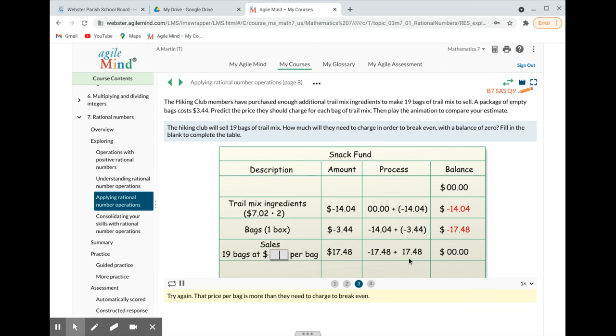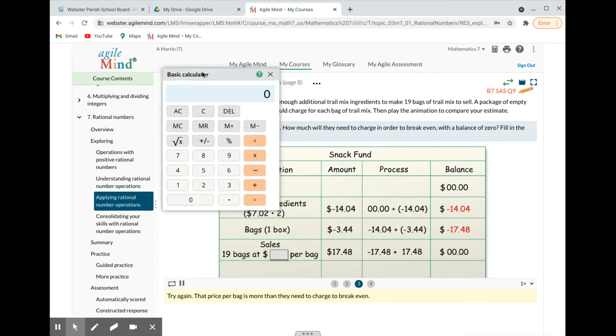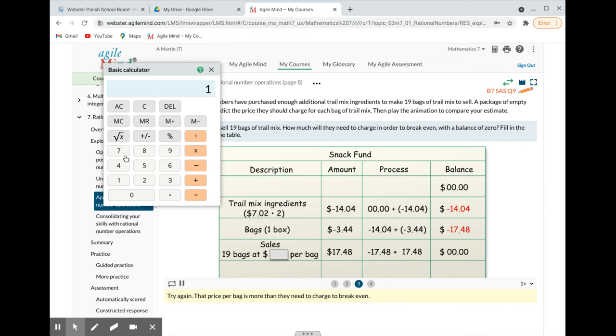So how could I find out the true price since it's $17.48? What would I need to do since there's 19 bags? Divide 17.48 by 19. There you go. Perfect. And that's similar to how we did our estimate of doing 20 divided by 20. So how much is it going to be per bag? 92 cents. All right. Good job. Now, they'll break even if the club charges that much.